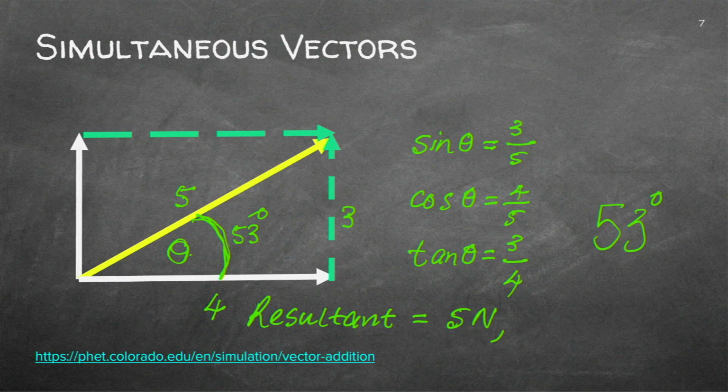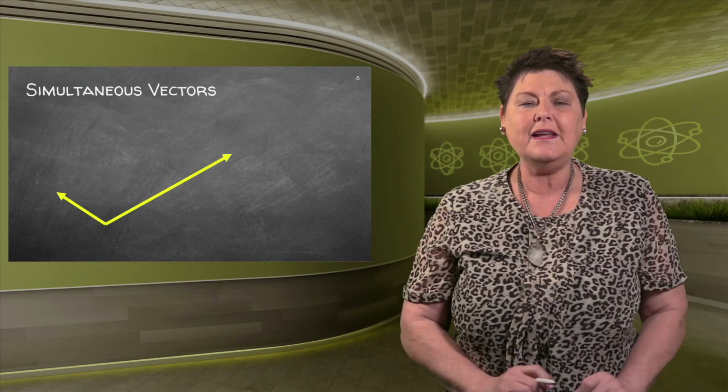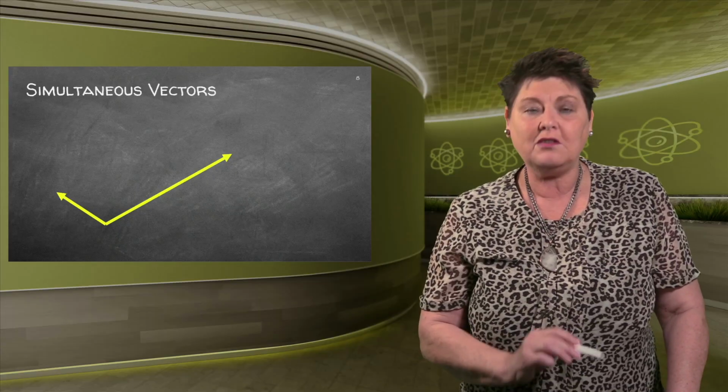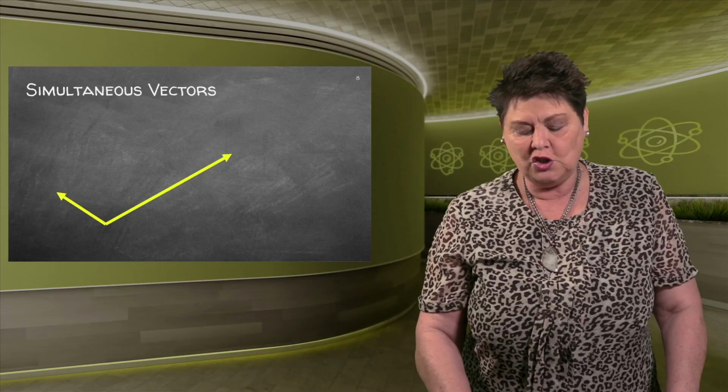Now, if that angle is 53, you could say 53 degrees north from east. So you started here at the east, you went 53 degrees to the northern side, and there you've got your resultant. So anybody can find the resultant by having the instructions that you've got. Another example will be two simultaneous vectors that are not on the y and the x axis. So this can be a more challenging one.